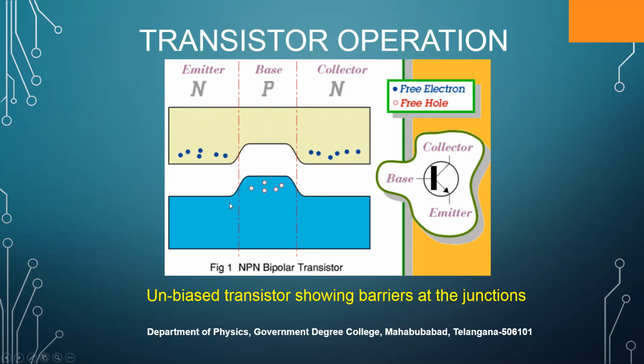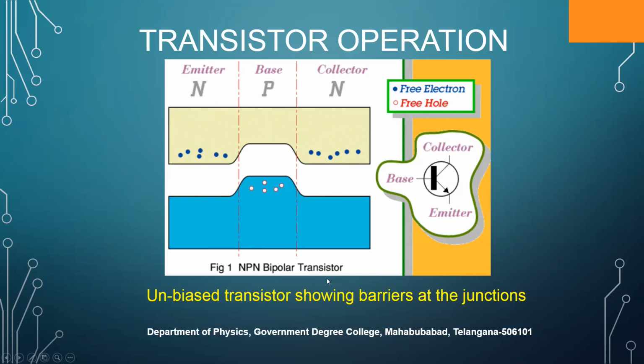Because of that, there will be a barrier. This barrier will be approximately 0.7 electron volts for silicon. If the transistor is made up of silicon, we can tell that this barrier height will be approximately 0.7 electron volts. Here also the same thing happens. This barrier height also will be 0.7 electron volts.